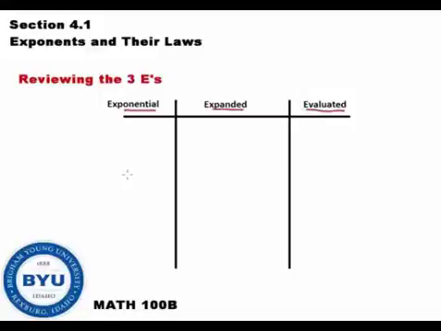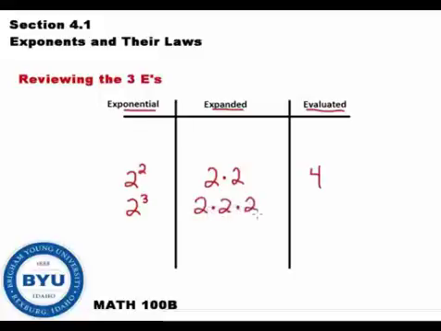Remember, we talked about 2 to the second power. As an expanded form, that would be 2 times 2. And if we evaluated that, we would find out that that's 4. We can do this with any value in the exponent. 2 cubed would be 2 times 2 times 2. And if you figured out what that was, you'd get 8.